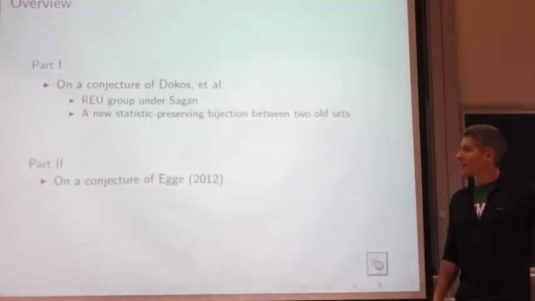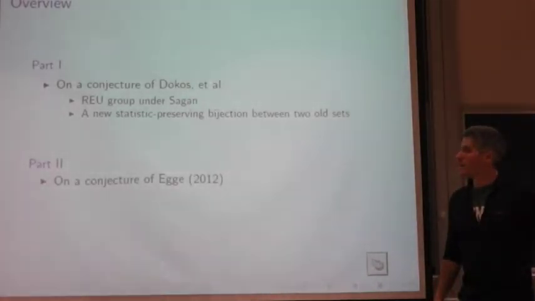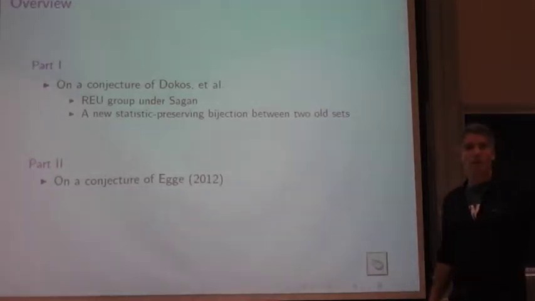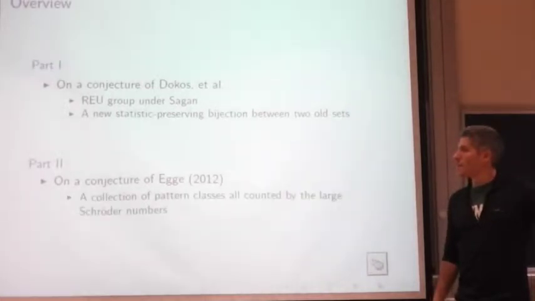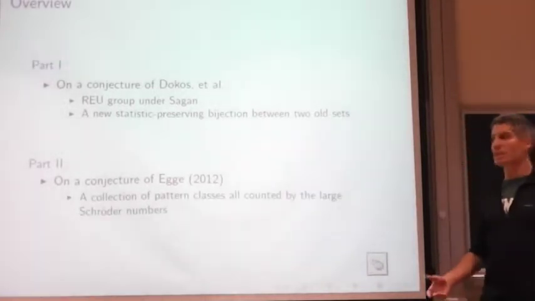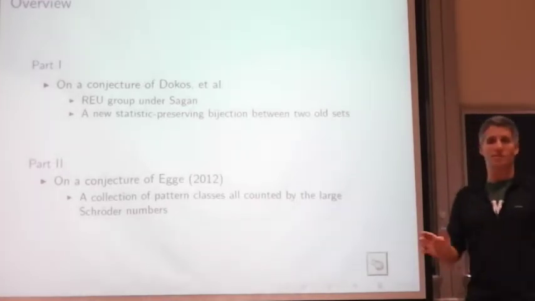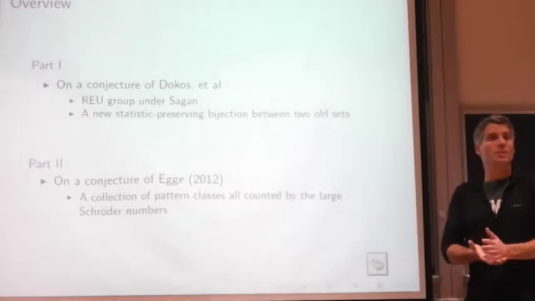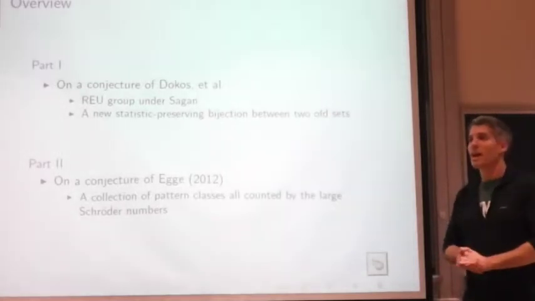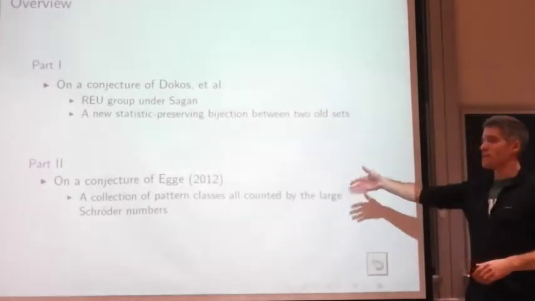Okay. And then in the second part, there's a conjecture that had been floating around since 2012 due to Eric Egge up at Carleton University, and basically the conjecture stated that there was a collection of pattern classes, and we'll get to this in a bit, that were all counted by the large Schroder numbers. And it was a bit surprising that this was actually the case, and so we'll go into exactly how this is.